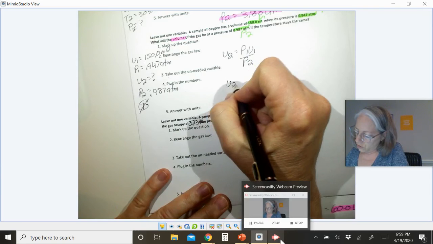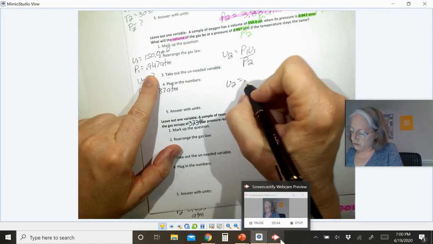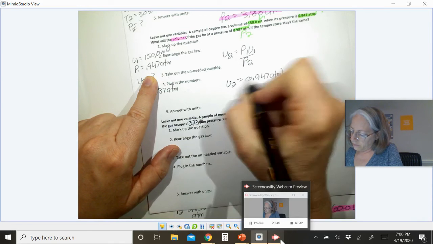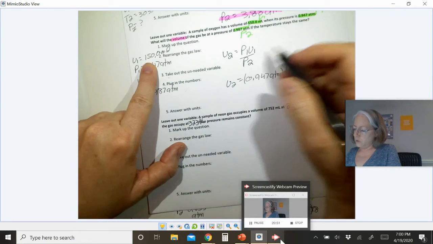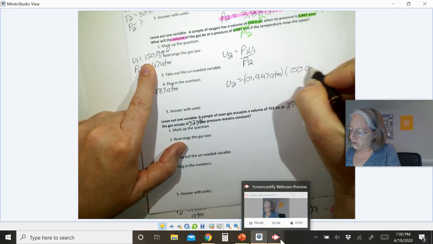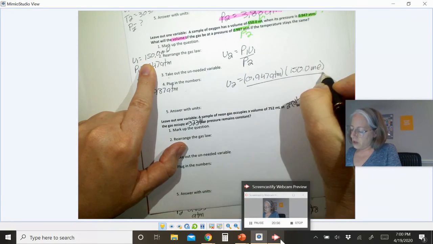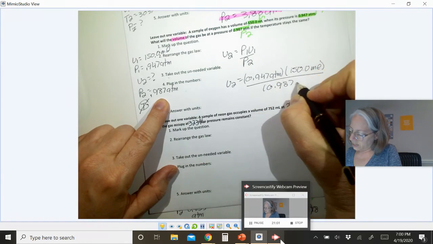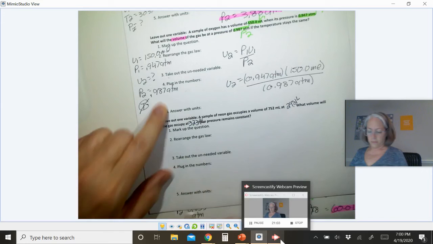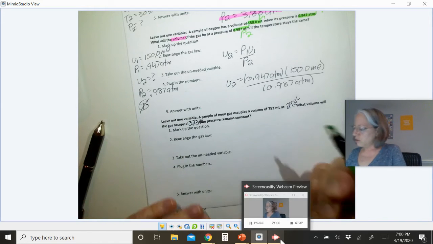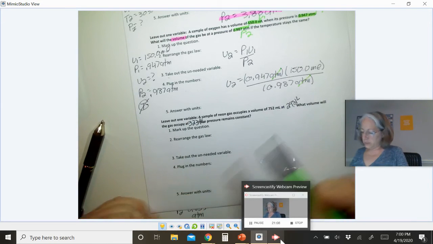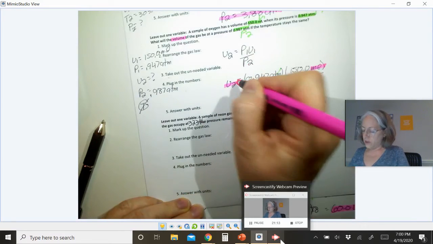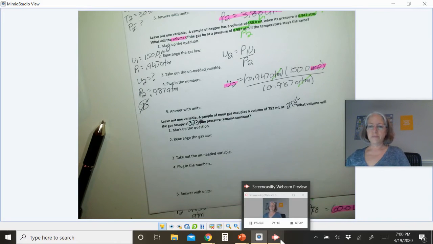V2 is P1, 0.947 atm, times V1, 150.0 ml, all over P2, 0.987 atm. When we check our units, atms cancel, and we have milliliters left, and that's volume, so it's all set up the right way.